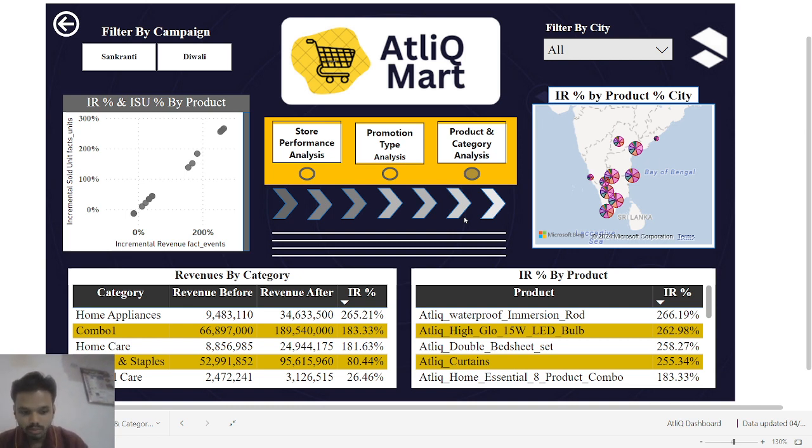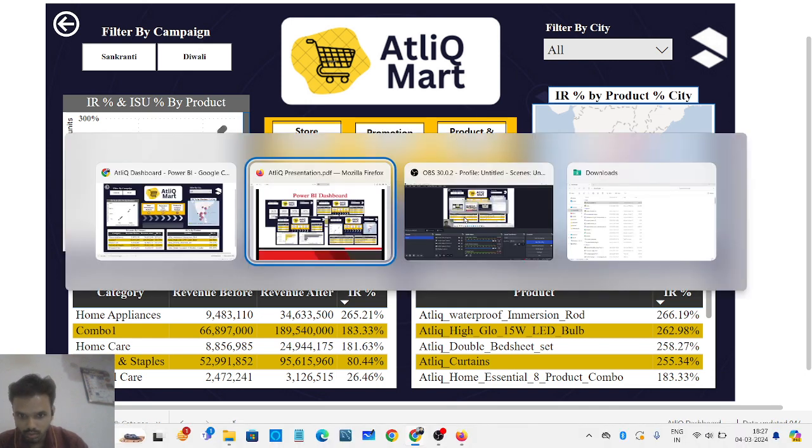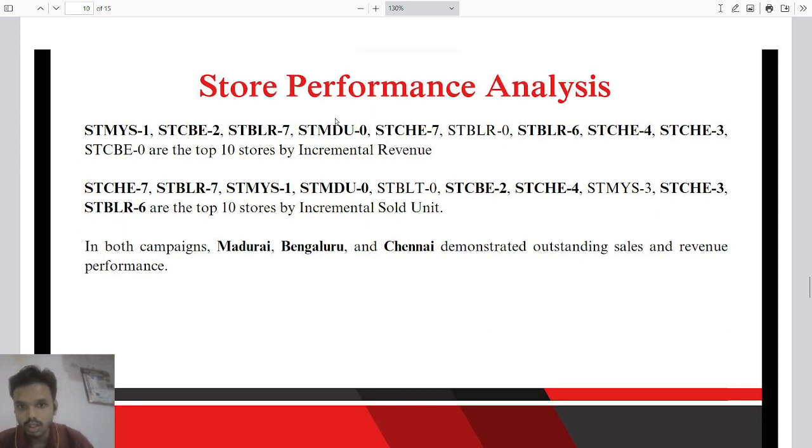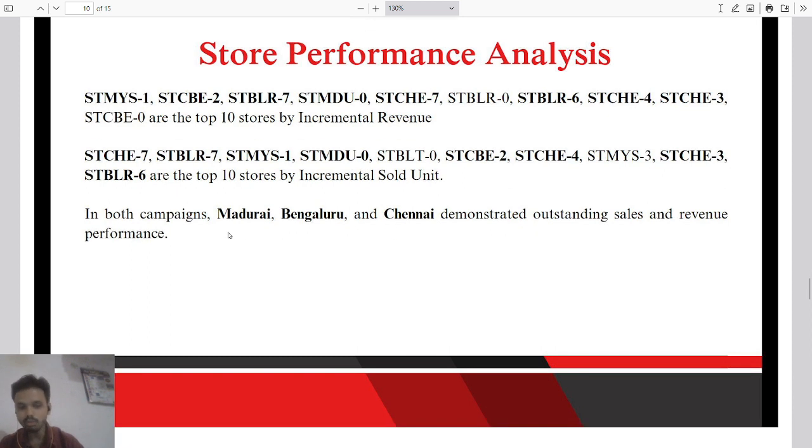What the analysis gave. We can see the store performance analysis: STMYS1, STCBE2, STBLR7, STMDU0, STCHE7, STPLR0, STPLR6, STCHE4 are the top 10 stores for incremental revenue. STCHE7, STBLR7, STMY1, and the other 7 are the top 10 stores by incremental sold units. In both campaigns, Madurai, Bangalore, and Chennai demonstrated outstanding sales and revenue performance.